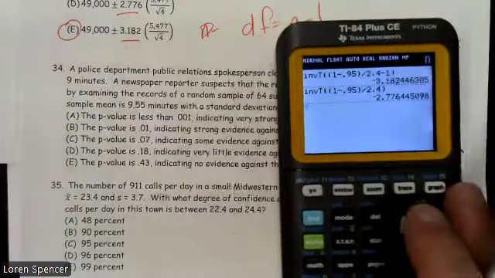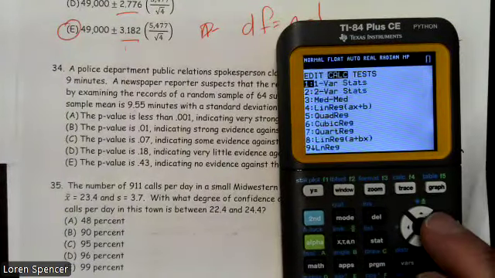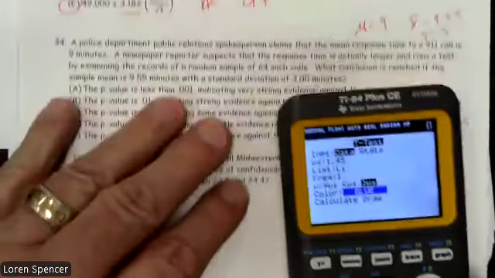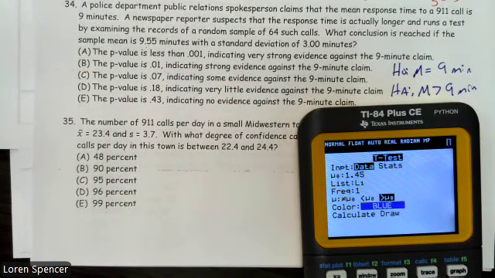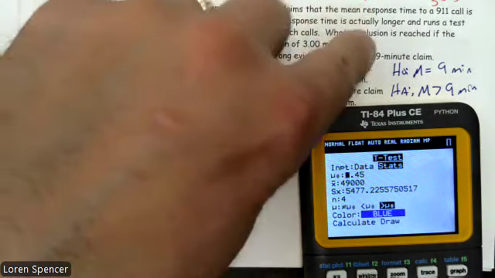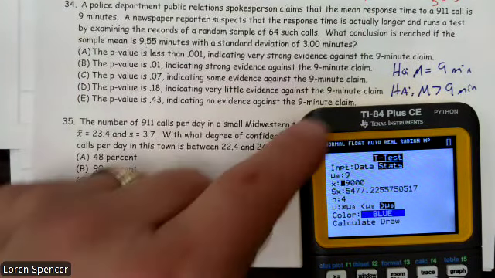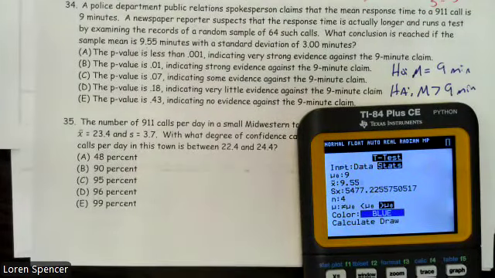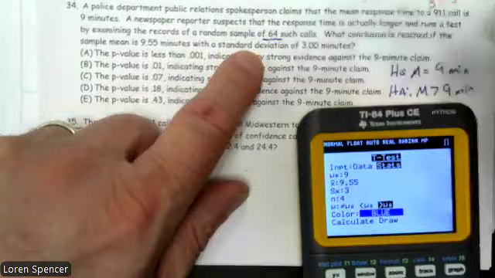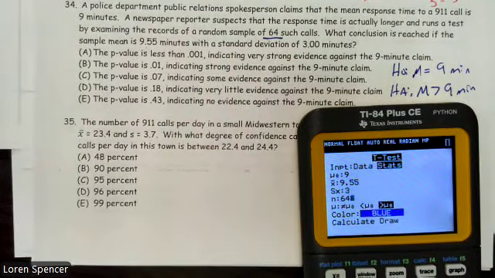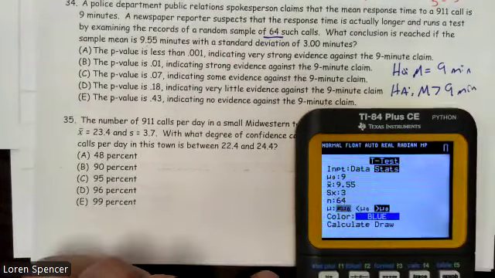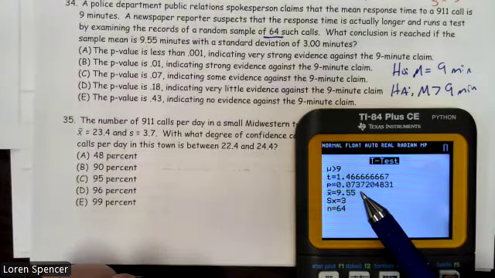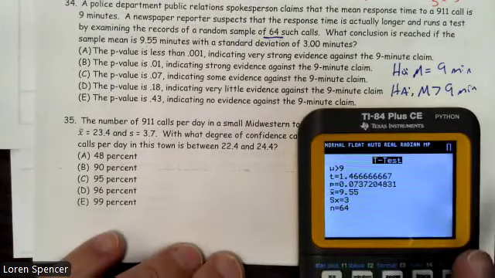So here we go. Stat, test, t-test happens to be one sample, and we're using statistics this time. So our mean, the claim mean was 9. The sample mean was 9.55. The standard deviation was 3. Sample size in this case, we had 64 calls. And we look at our alternative, and it was a greater than. And we end up with a 0.0737. All right.